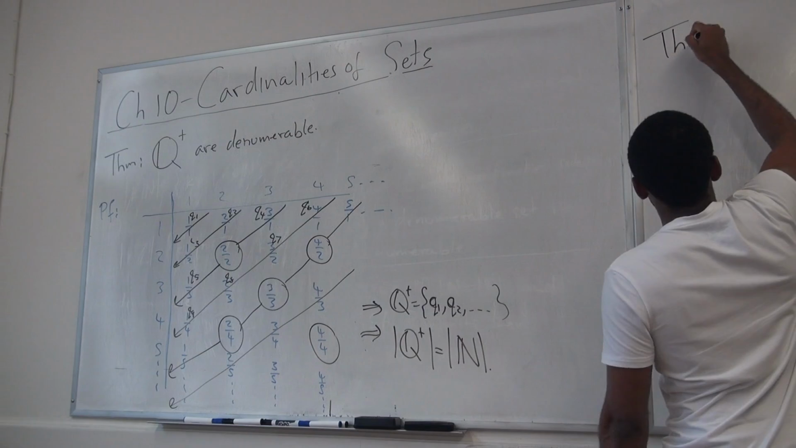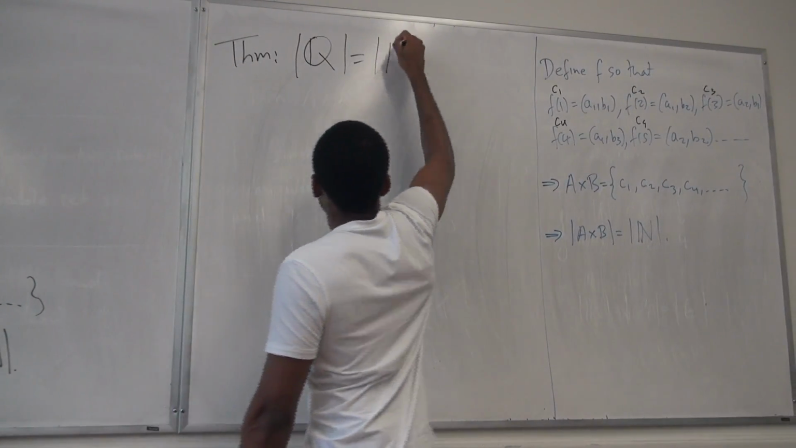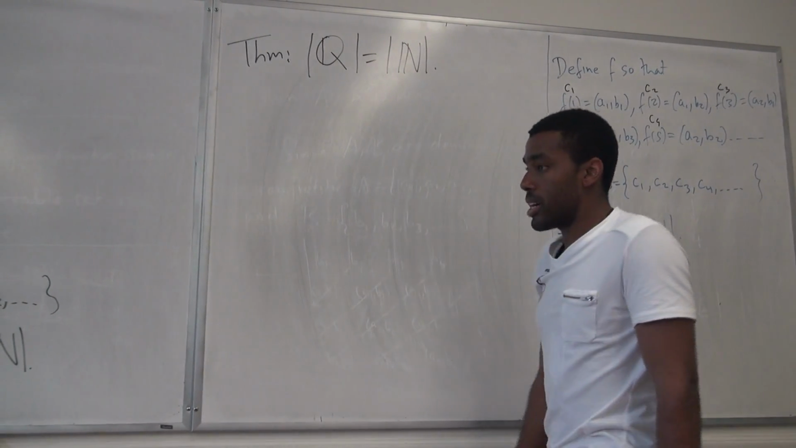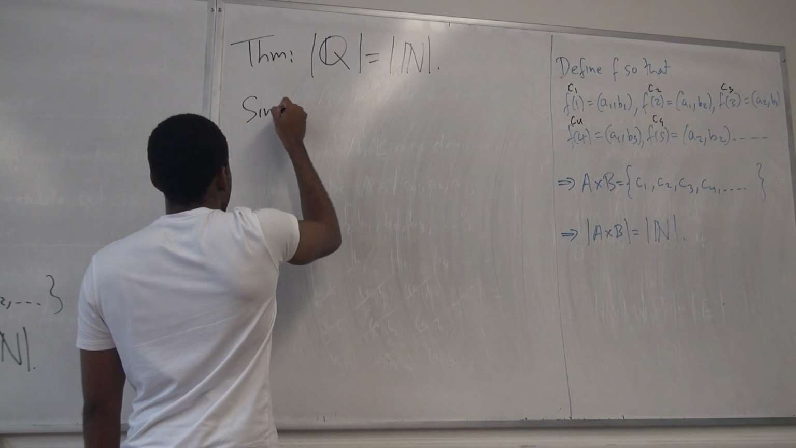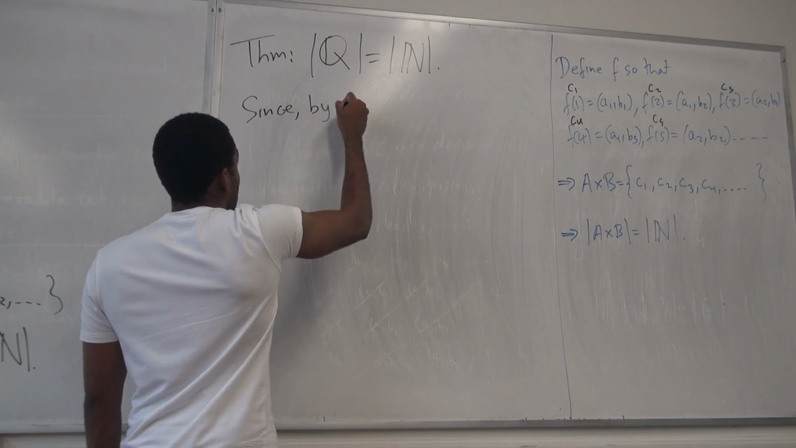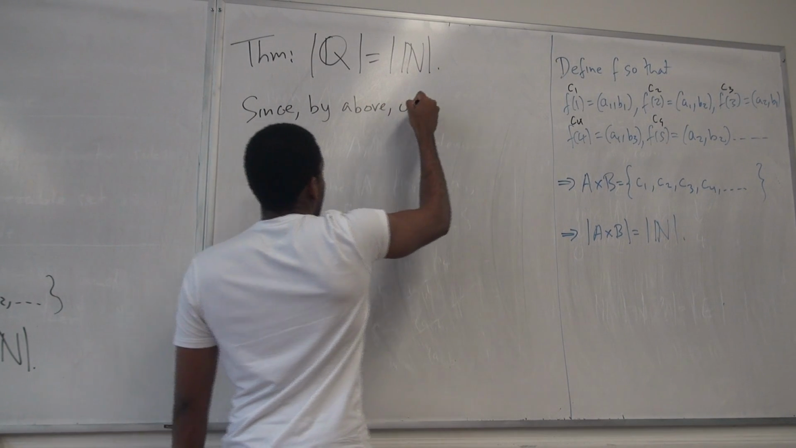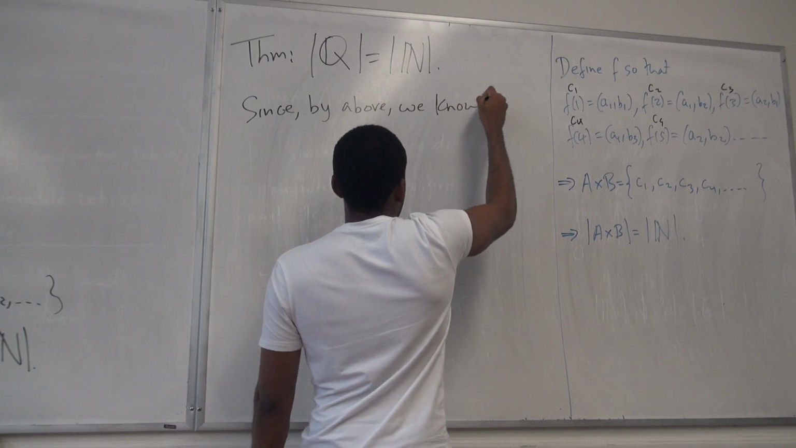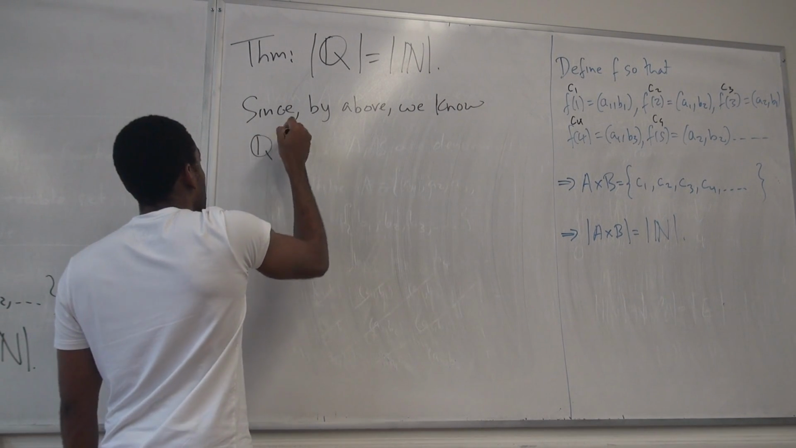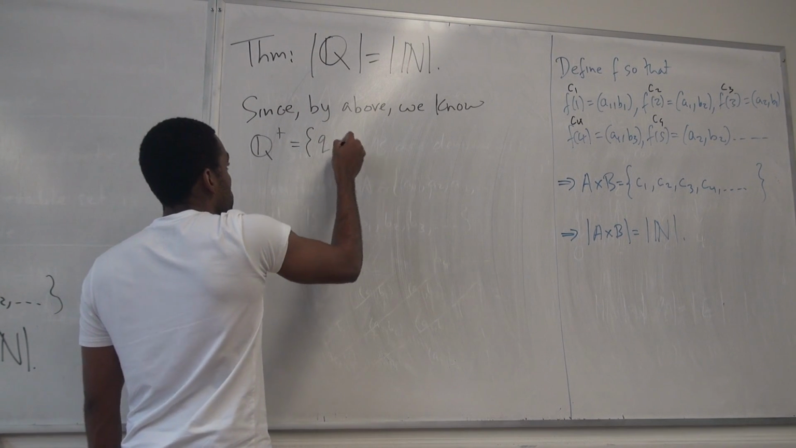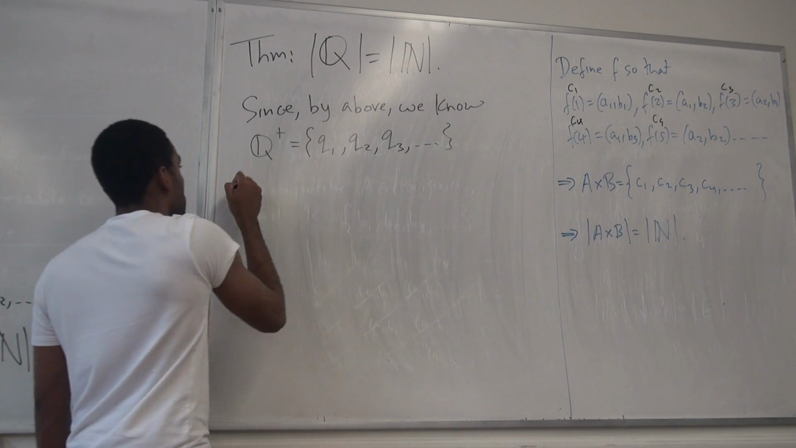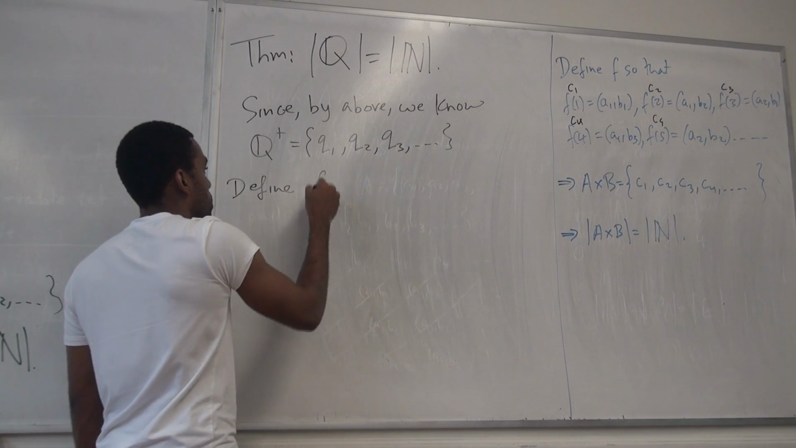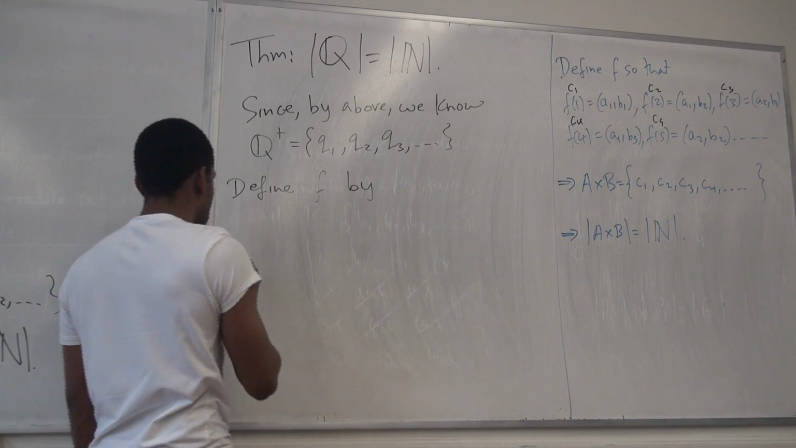From this, we can get another theorem. It turns out the size of Q is the same as the size of N. The size of all fractions is the same as the size of all positive integers. And then since by above, we know Q plus, we can list the elements Q1, Q2, Q3. Define f by this function.